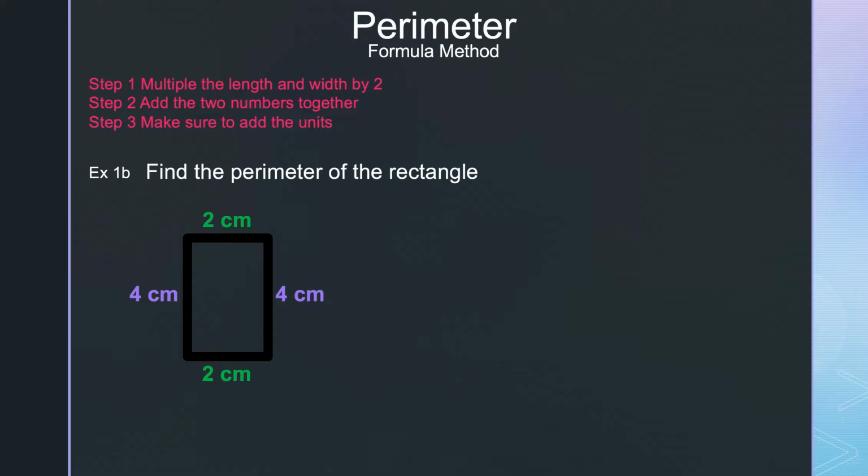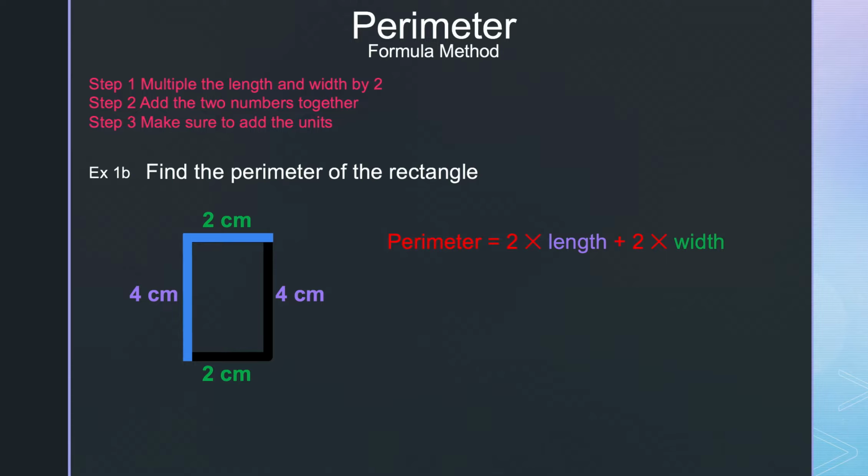So let's go ahead and take a look at the steps. Step 1, multiply the length and width by 2. Step 2, add the two numbers together. Step 3, make sure to add the units. So let's go ahead and write down the formula, which is 2 times the length plus 2 times the width.